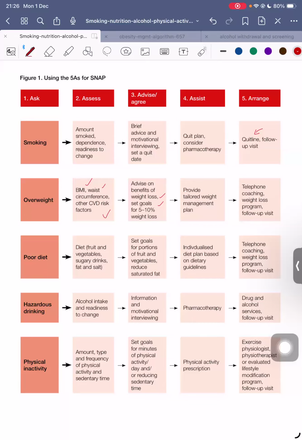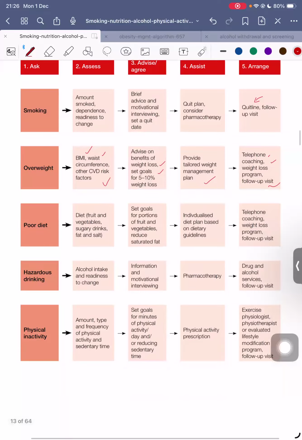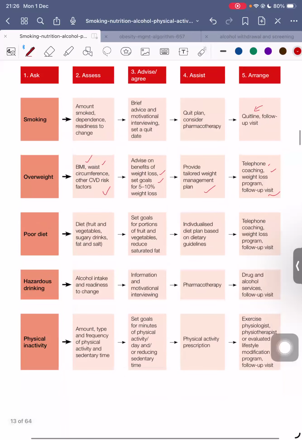I'll explain. And then assist: provide a tailored weight management plan. This is the weight management plan. Then arrange telephone coaching, a weight loss program, and follow-up visits.